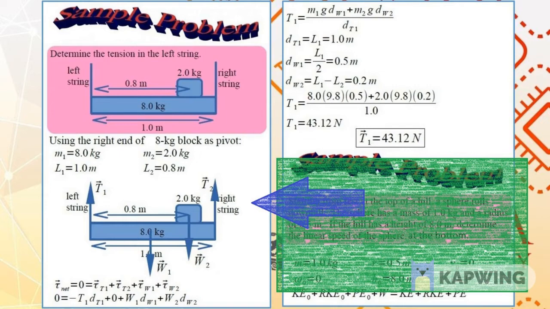Taking note again that the pivot point is chosen to be on the right end of the 8 kilogram block, we determine that the lever arm of T1 is 1 meter. The lever arm of weight 1 is 0.5 meters. And the lever arm of weight 2 is 0.2 meters. Isolating the tension in the left string, T1, we are able to calculate T1 to be 43.12 newtons.